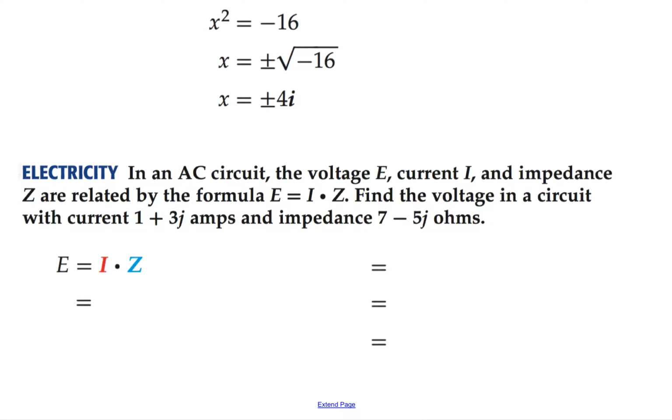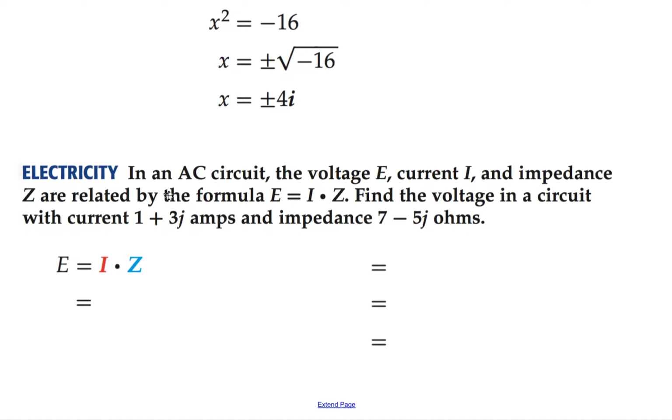Here's an example from electricity. Where do we use these complex numbers? Well, in electricity, they usually use the letter j instead of i, so they don't confuse it with i, which in electronics is considered current. So they use the letter j. Just keep in mind that that means the imaginary unit for us.